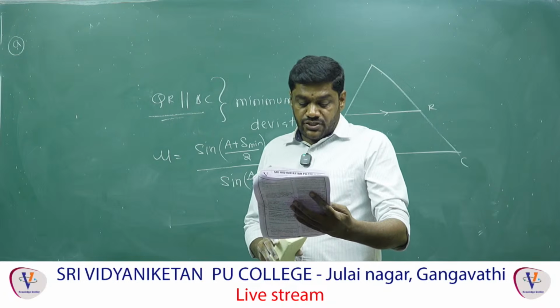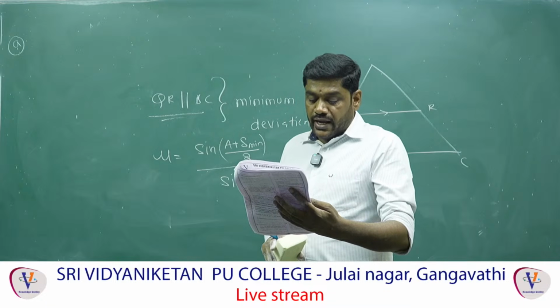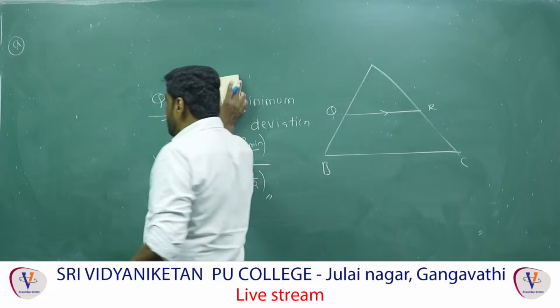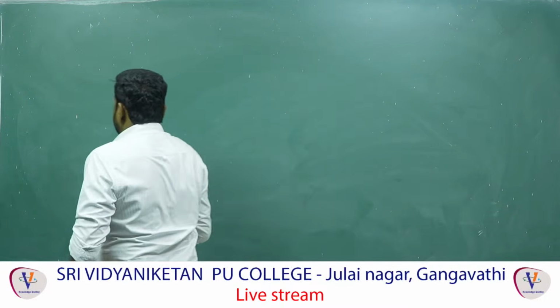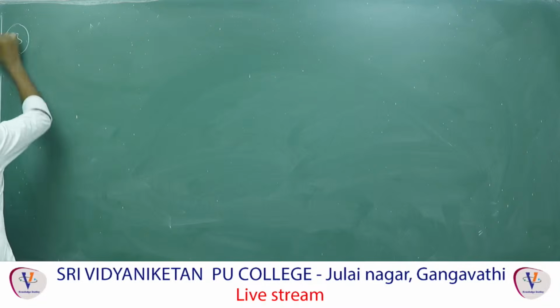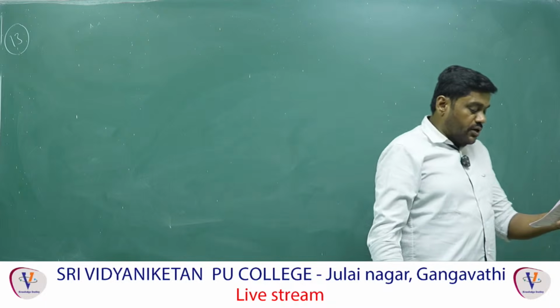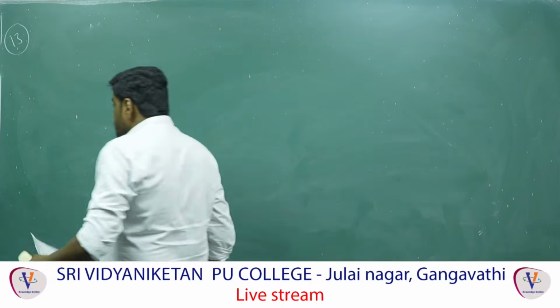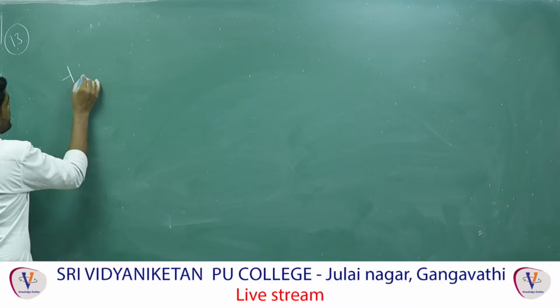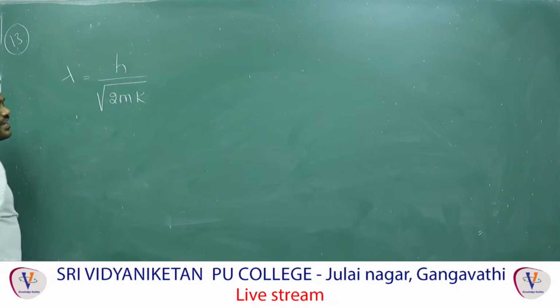Next, the energy that should be added to an electron to reduce its de Broglie wavelength from 1 nanometer to 0.5 nanometer is the 13th question. Let's go for that. Actually, what is the de Broglie wavelength formula? Lambda is equal to h by root of 2mK, or you can take E also, no problem, where K is the kinetic energy or E is the energy.